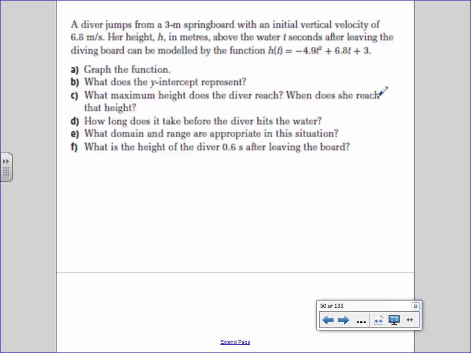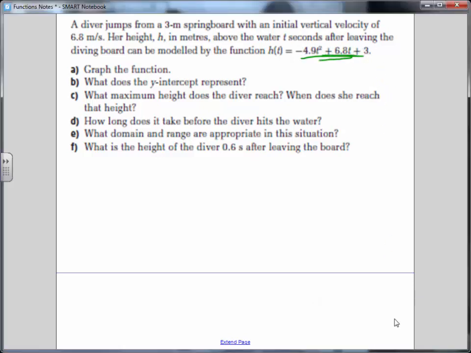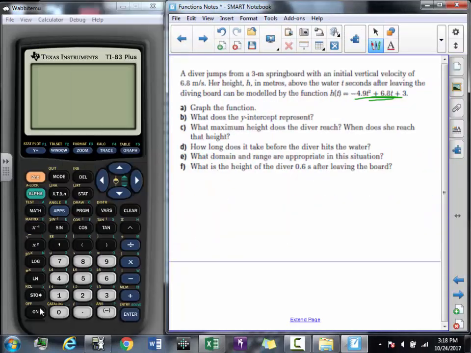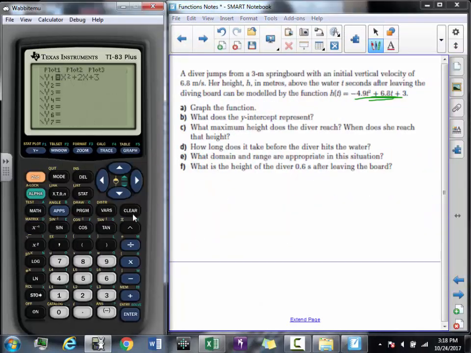So let's start this one off by just graphing the equation given. Can you guys all see this equation here? Let's graph this guy. It's going to be y equals negative 4.9, and then it goes t, but let's just use x squared plus 6.8x plus 3. We're going to graph this guy.